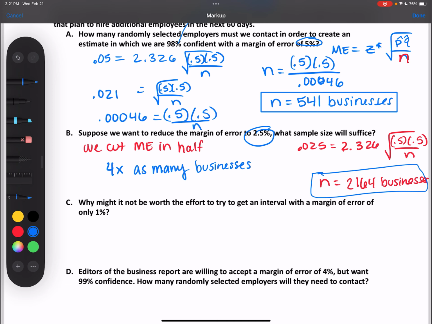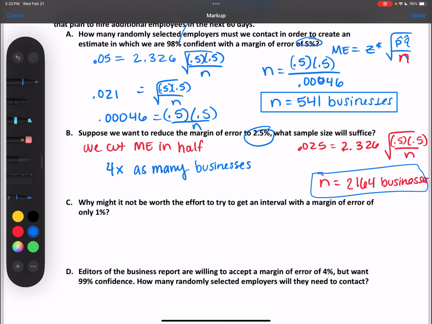All right. Why might it not be worth the effort to try to get an interval with a margin of error of only 1%? Because it's not a big difference. What? I mean, you'll have to find a whole bunch of businesses. You want to try that one more time? Because your confidence is... okay, you'll have to find a whole bunch of them.